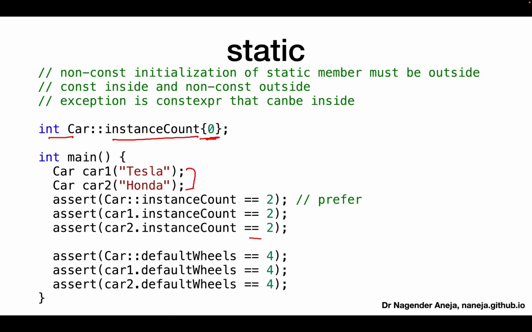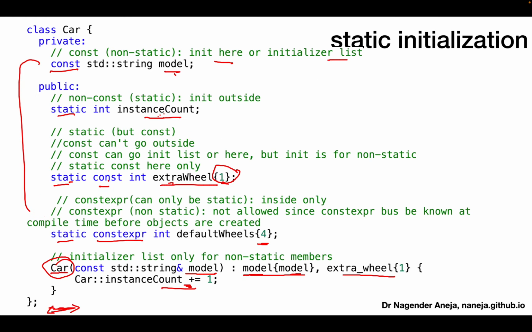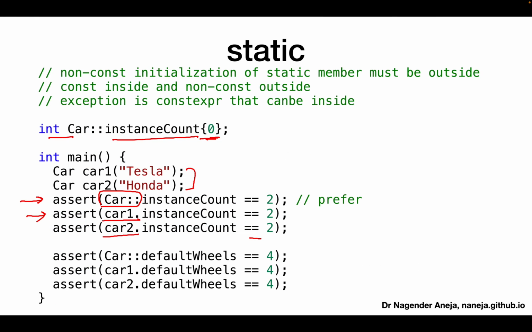And you can access it, because instance count is a static variable, either using Car with the scope resolution operator, or using the objects car1 dot and car2 dot. If you are using the class, then we need to use the scope resolution operator, or if you are using the object, then it is the dot operator. Similarly, default wheels is a static variable, so we can use either the class or the object, but all these values will be shared.